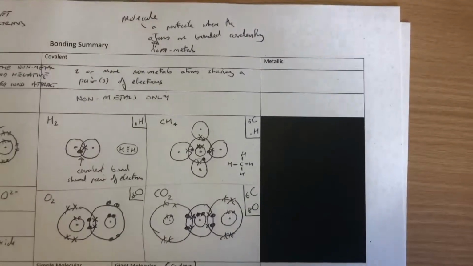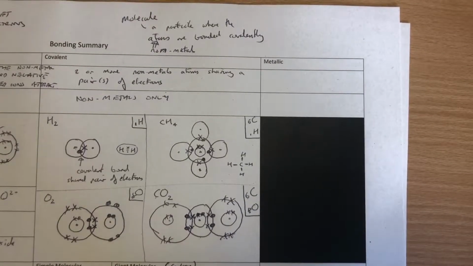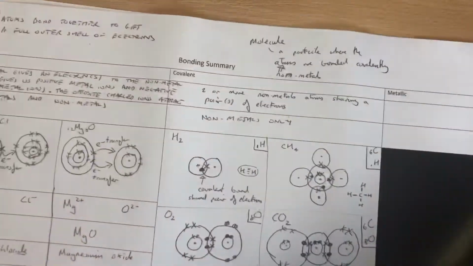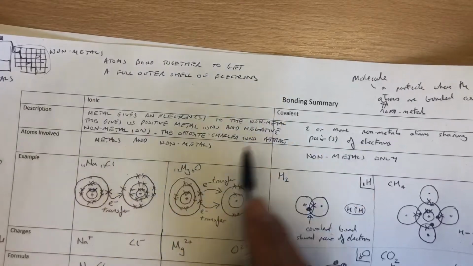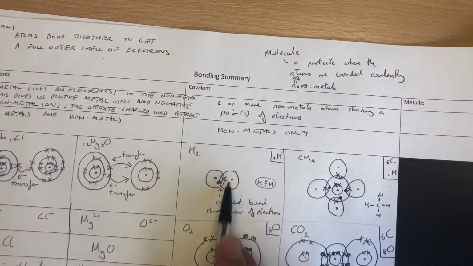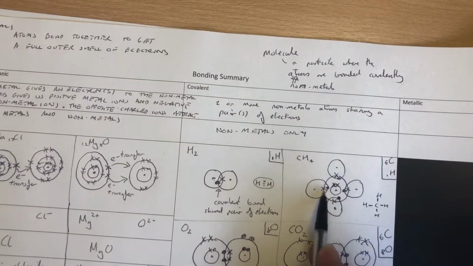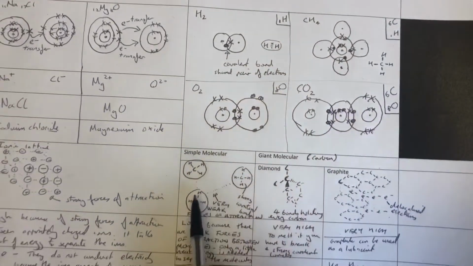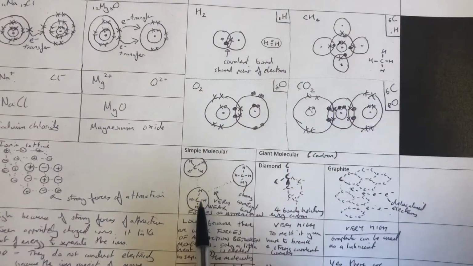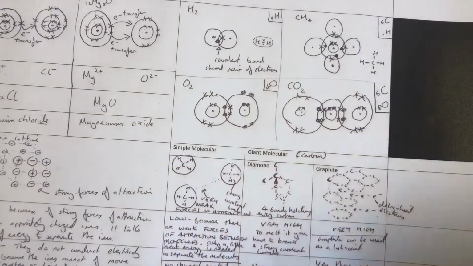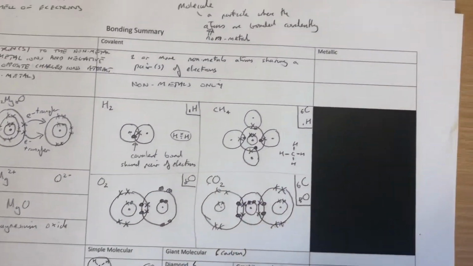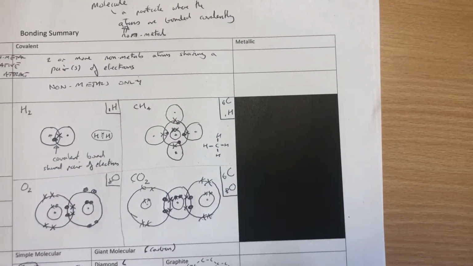Right, the last video of our bonding summary. This will be quite a quick one, I think. So far we've done ionic, metal giving electrons to a non-metal, covalent, two or more non-metals sharing a pair of electrons. And that led us to simple molecules like methane, but there's also giant molecules where the covalent bonds go throughout the entire structure. Our last type of bonding is the easiest one, save the easiest till last.